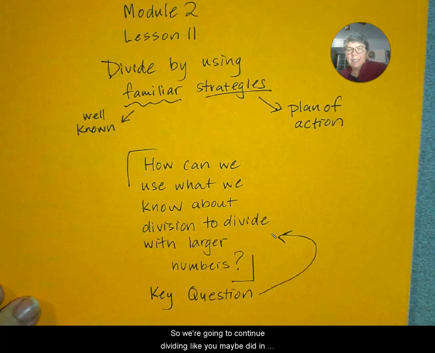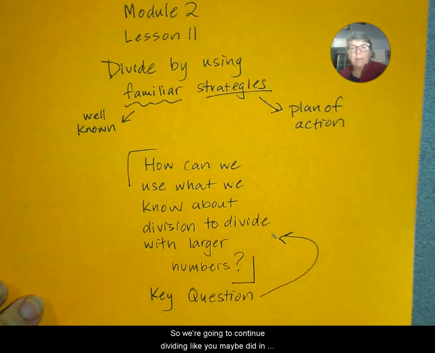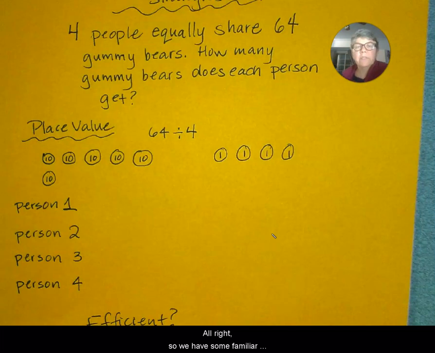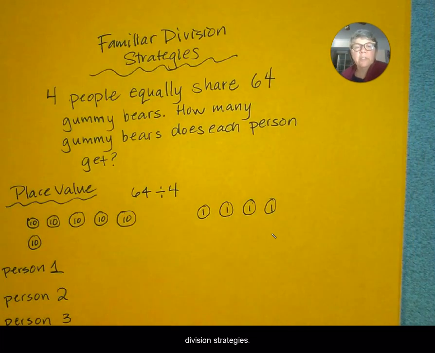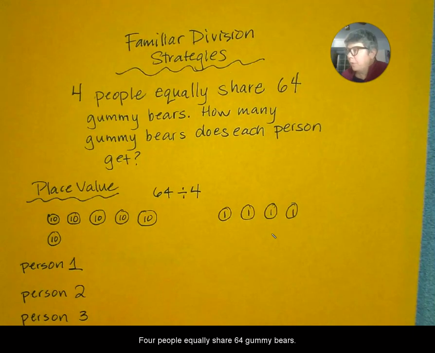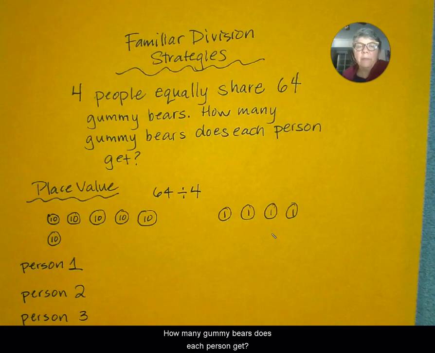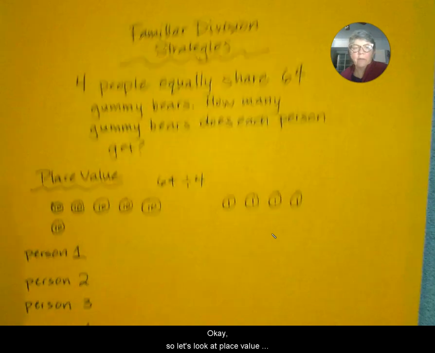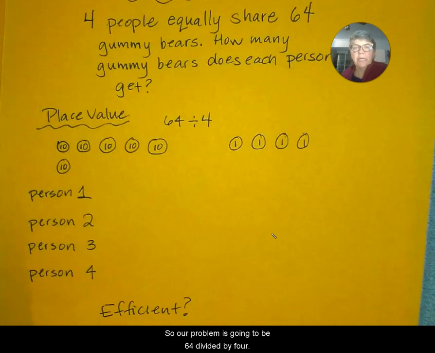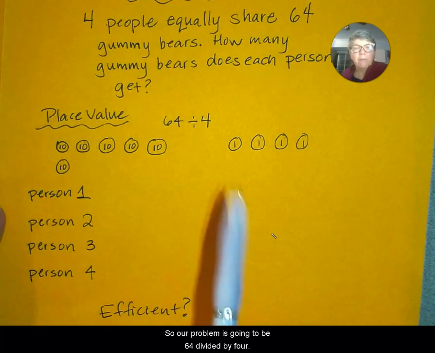So we're going to continue dividing like you maybe did in 3rd grade, but now we're going to move into larger numbers. All right, so we have some familiar division strategies. Let's look at a problem. 4 people equally share 64 gummy bears. How many gummy bears does each person get? Okay, so let's look at place value with our 64 gummy bears. So our problem is going to be 64 divided by 4.